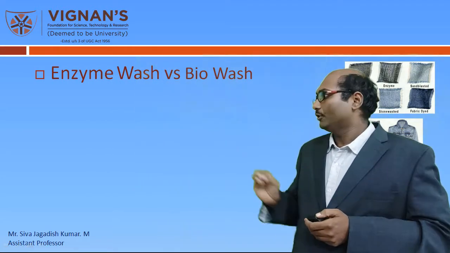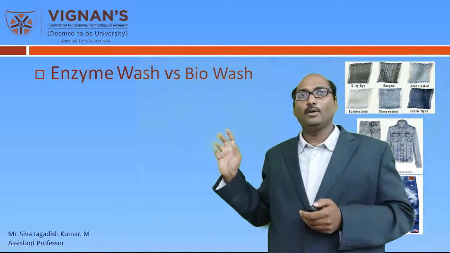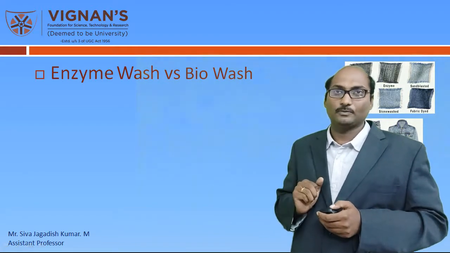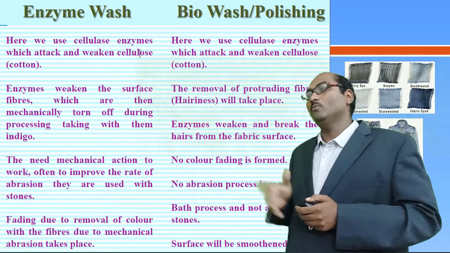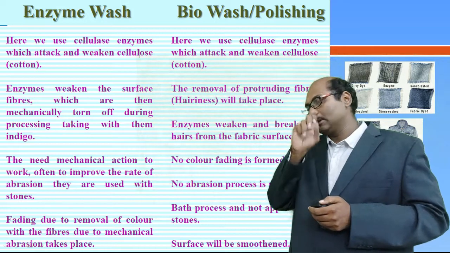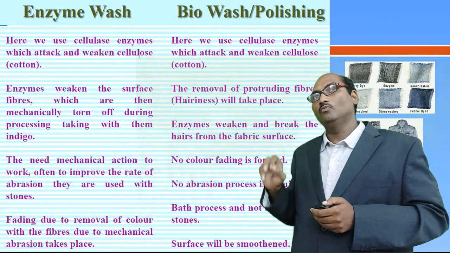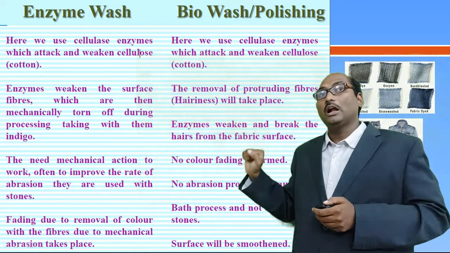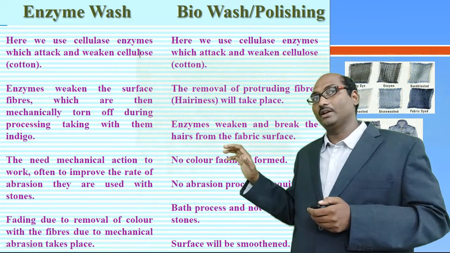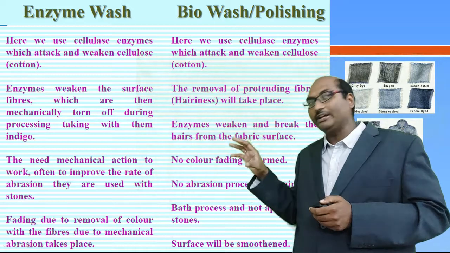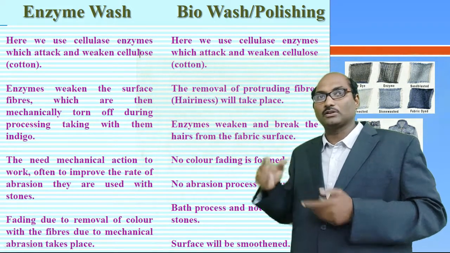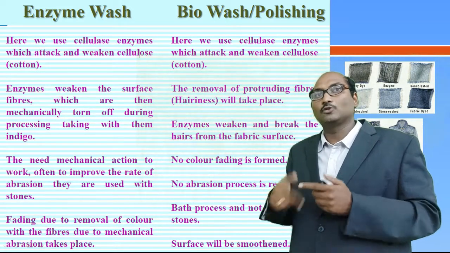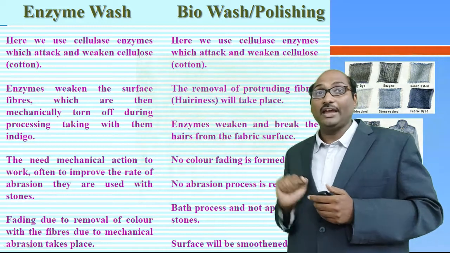Now briefly we will compare enzyme wash and bio wash. In the enzyme wash, what will happen? In both we use cellulose enzyme, which attack and weaken the cellulose. And enzymes weaken the surface fibers, which are then mechanically torn off during the processing along with some stones in terms of the enzyme wash.